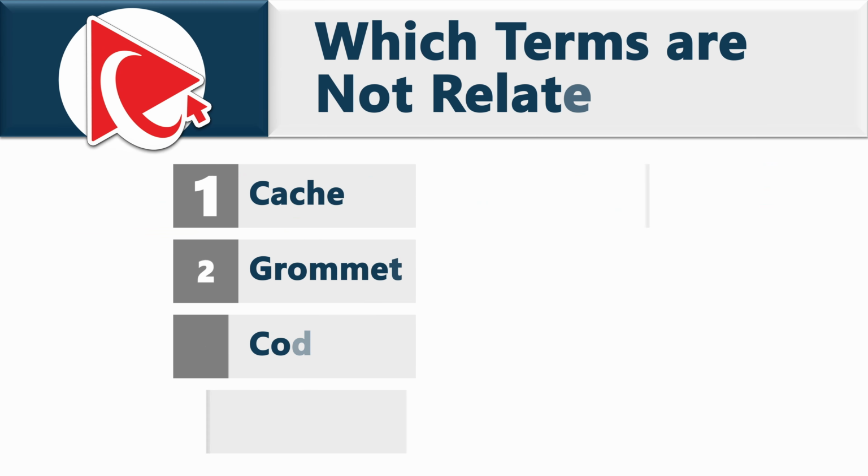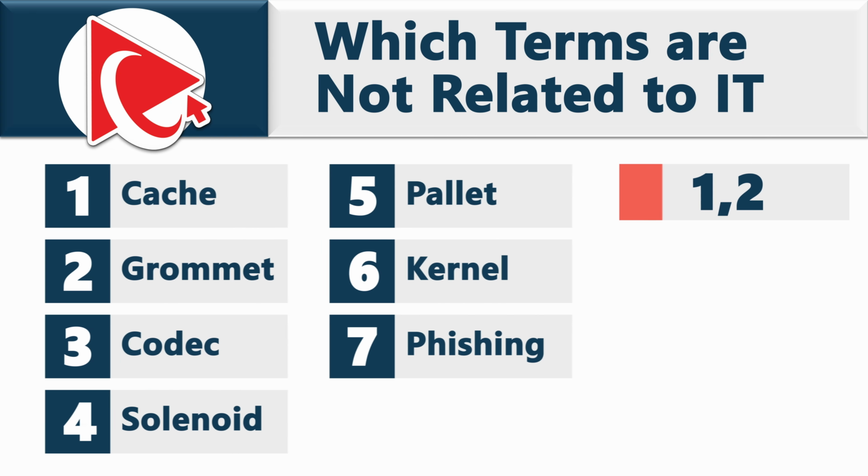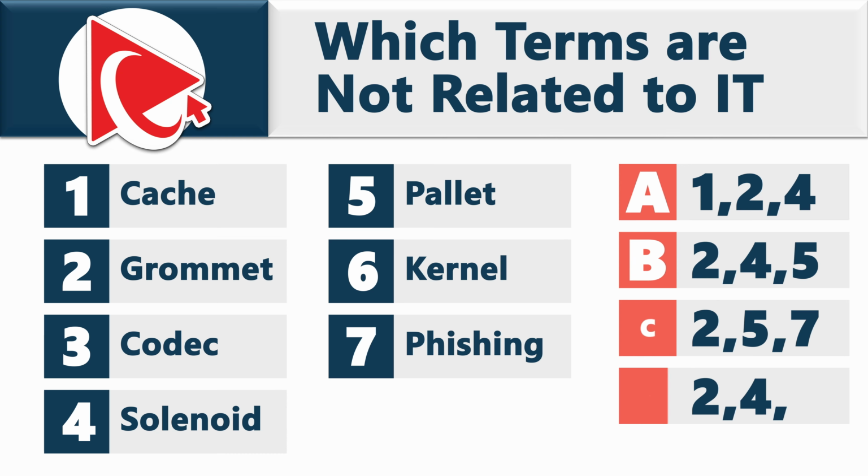You need to identify the terms which are not associated with information technology. There are 7 terms here: cache, grommet, codec, solenoid, palette, kernel, and phishing. And you have 4 choices that represent variations of these terms. Choices A, B, C, and D.